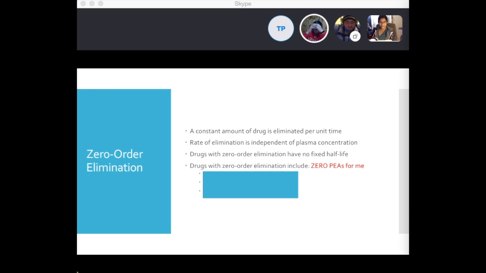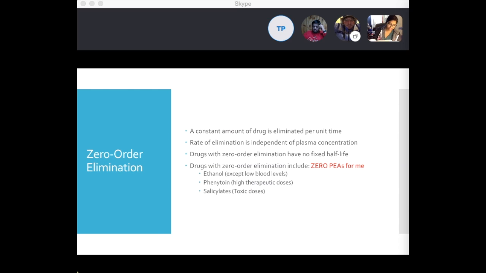I've included the little clue there for you. Phenytoin, aspirin, and ethanol. Yes. Phenytoin, ethanol, and salicylates, and these are zero order depending on their levels. So ethanol is pretty much zero order except at very low blood levels. Phenytoin is zero order at high therapeutic doses, and aspirin and salicylates are zero order at toxic doses. So a little more specific category there.